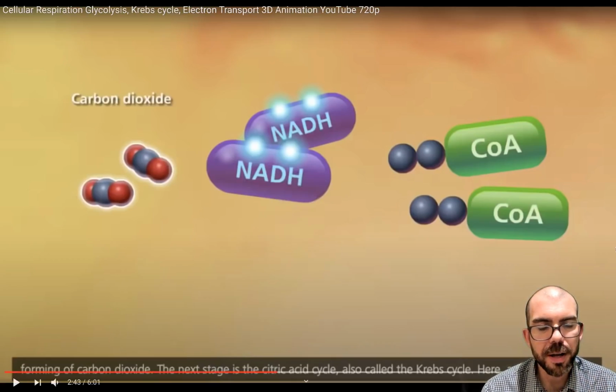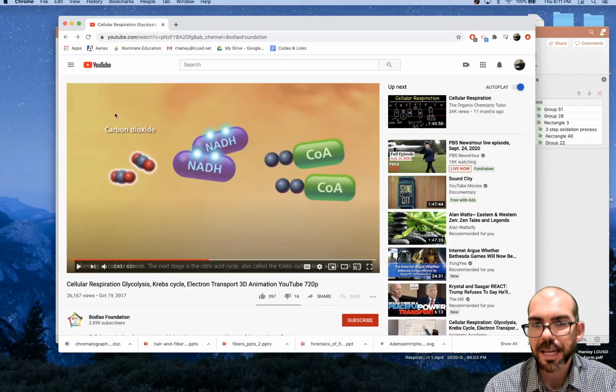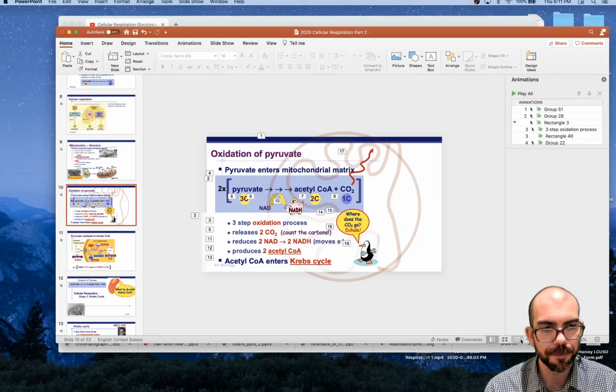When it is split apart, it makes two 2-carbon compounds called acetyl CoA. Those are oxidized. That carbon is lost as CO2 gas, and then an NAD plus is reduced, gaining an electron to become NADH. Let's talk about that in more detail.